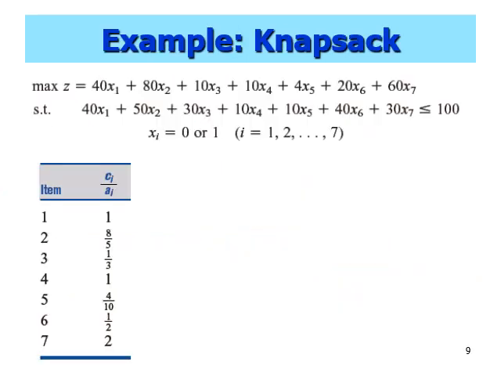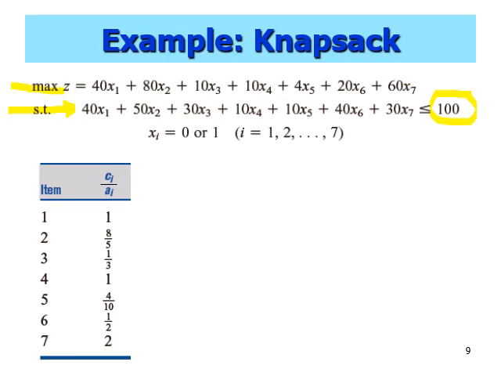Here's an example of what I was just talking about. So we have this knapsack problem. We want to maximize the total benefit, but then we have the constraint that each item will consume some space in your knapsack, and your knapsack has only a capacity of 100.